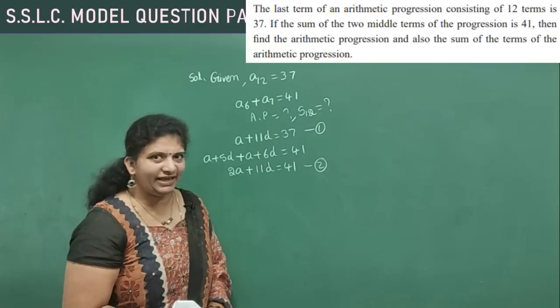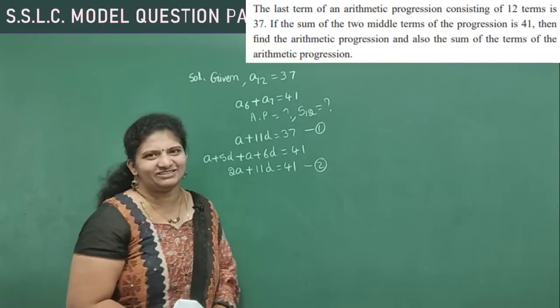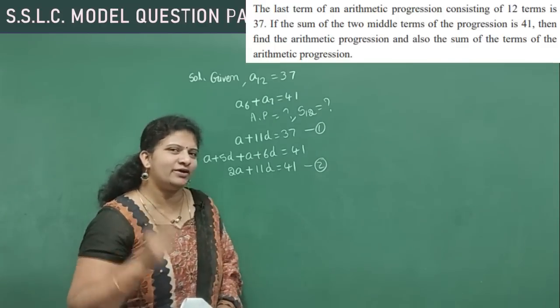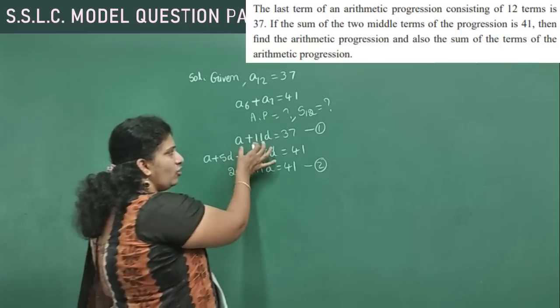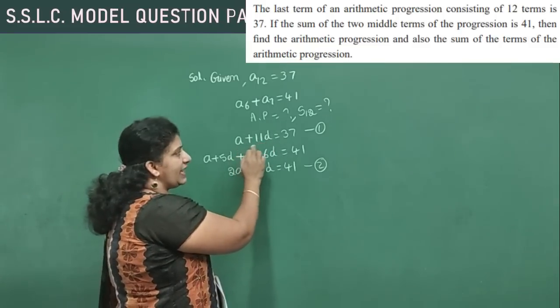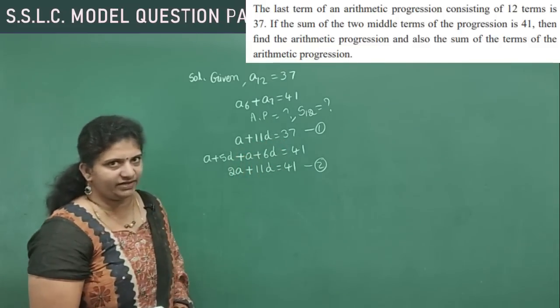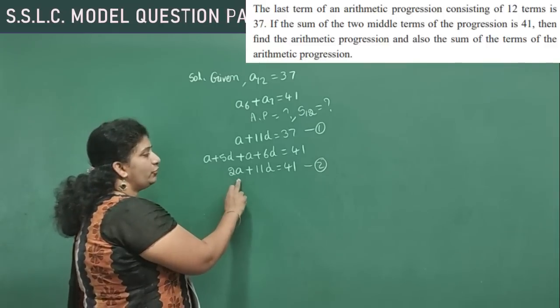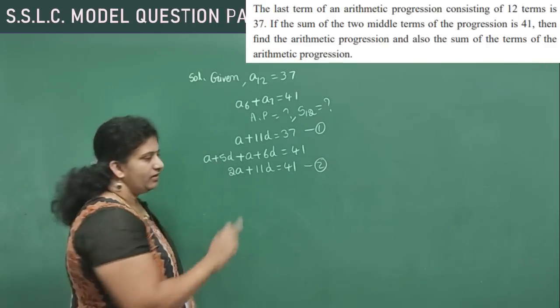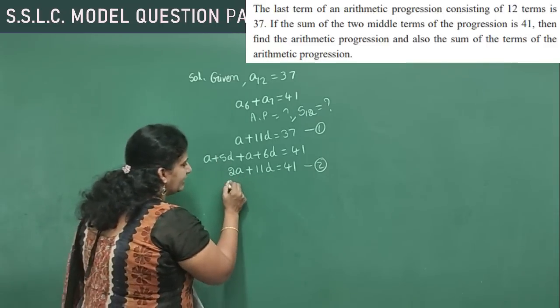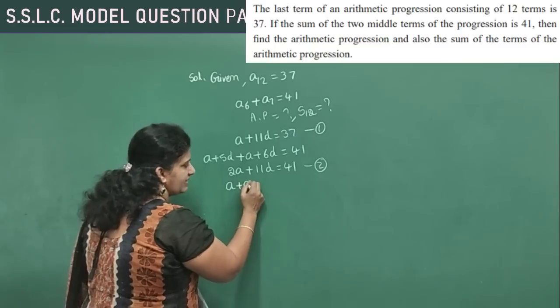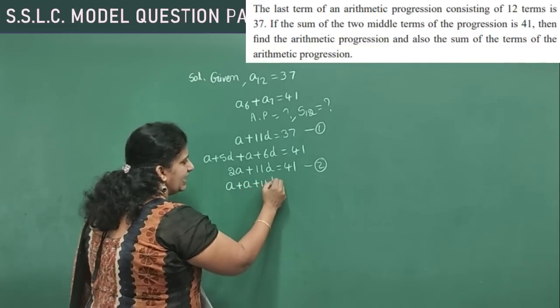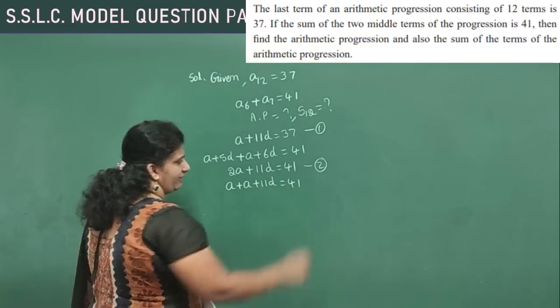Observe the equation carefully. Here only you get the answer. No need of prolonging the problem. We know the 12th term, that means a plus 11d is 37. Observe this 2a plus 11d. This 2a I can rewrite as a plus a plus 11d is equal to 41.